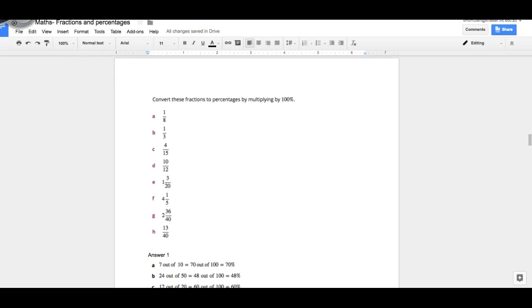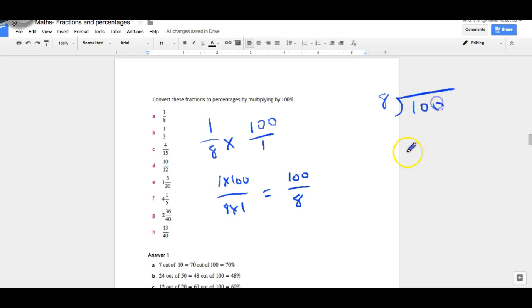All right, last question. Convert these fractions to percentages by multiplying by 100%. So 1 over 8, and this time we're multiplying by 100. So remember, if we are writing a number as a fraction, it's just over 1. And then you should know how to multiply fractions. So this becomes on your numerator 1 times 100 and then 8 times 1 on your denominator. So we have 100 divided by 8.